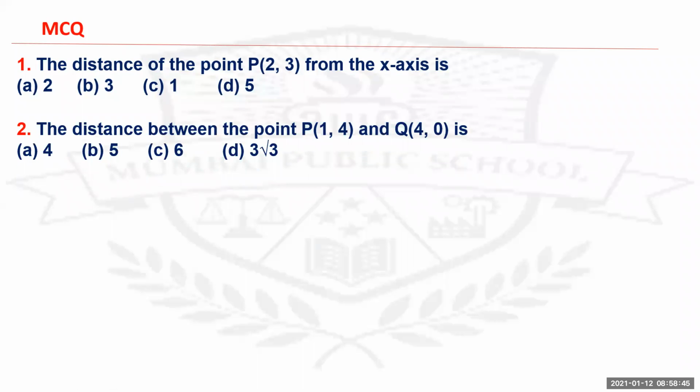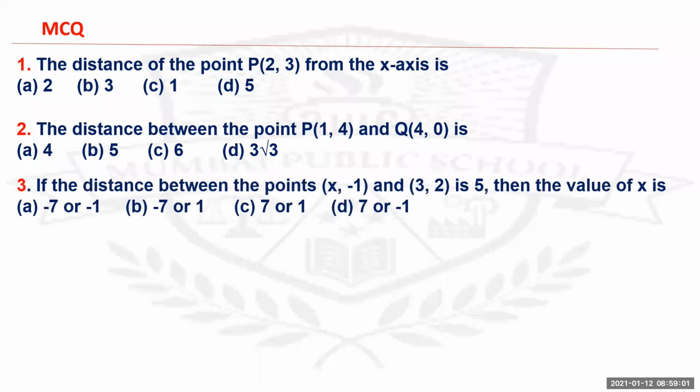The next question: the distance between the points P(1, 4) and Q(4, 0) is. The options are 4, 5, 6, 3 root 3. Third question: if the distance between the points (x, minus 1) and (3, 2) is 5, then the value of x is: minus 7 or minus 1, minus 7 or 1, 7 or 1, 7 or minus 1.